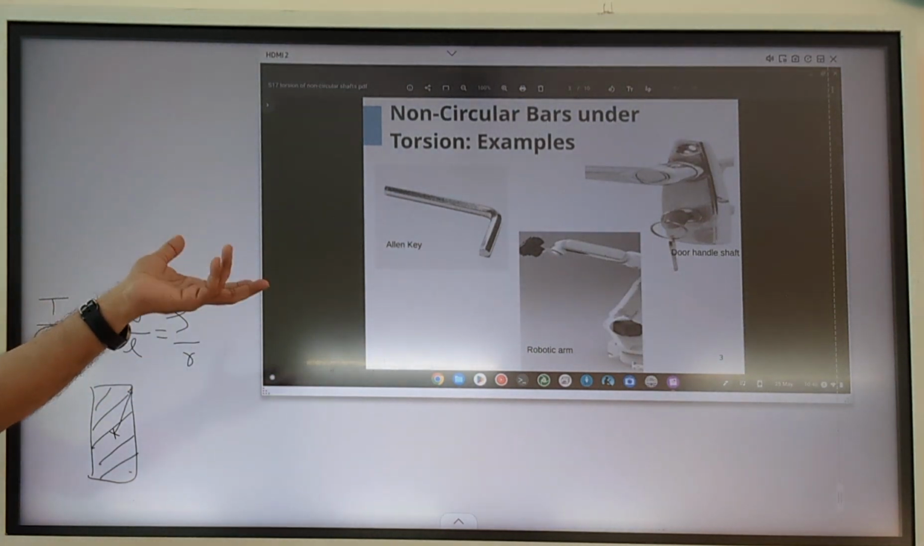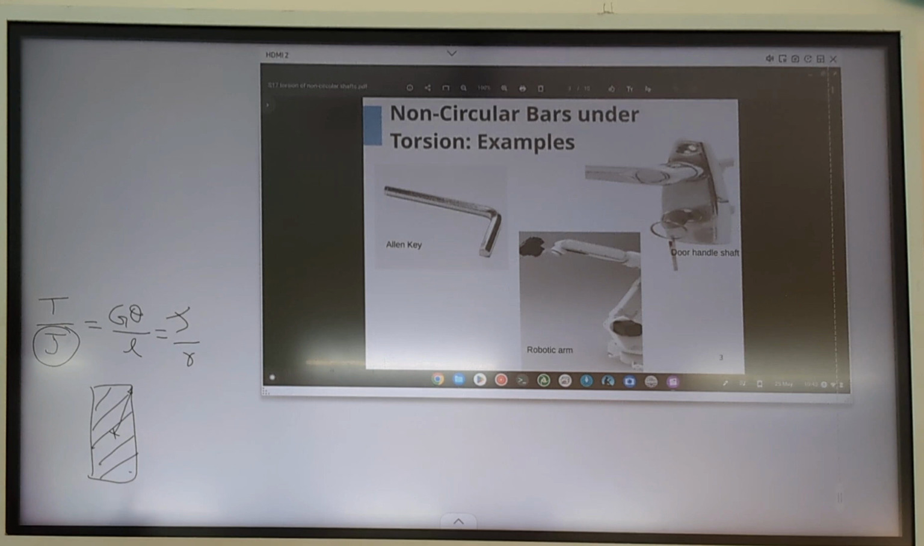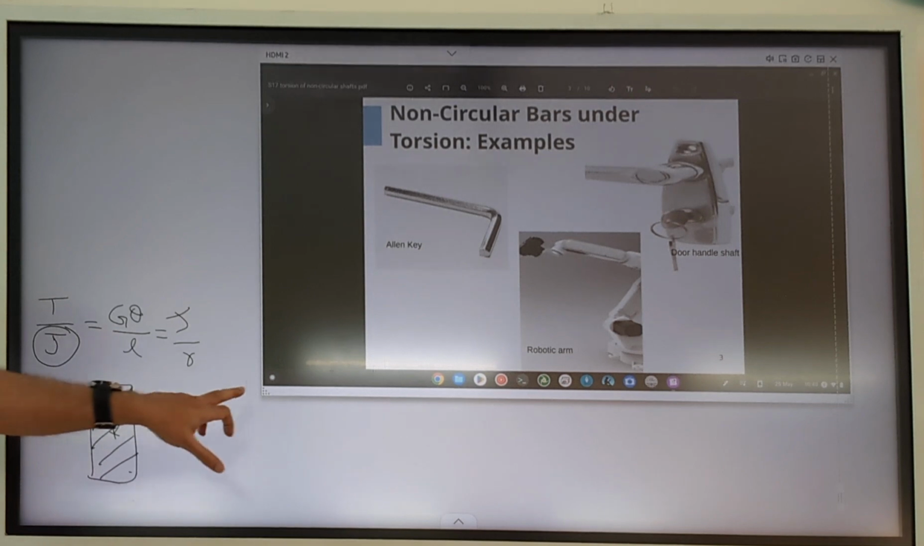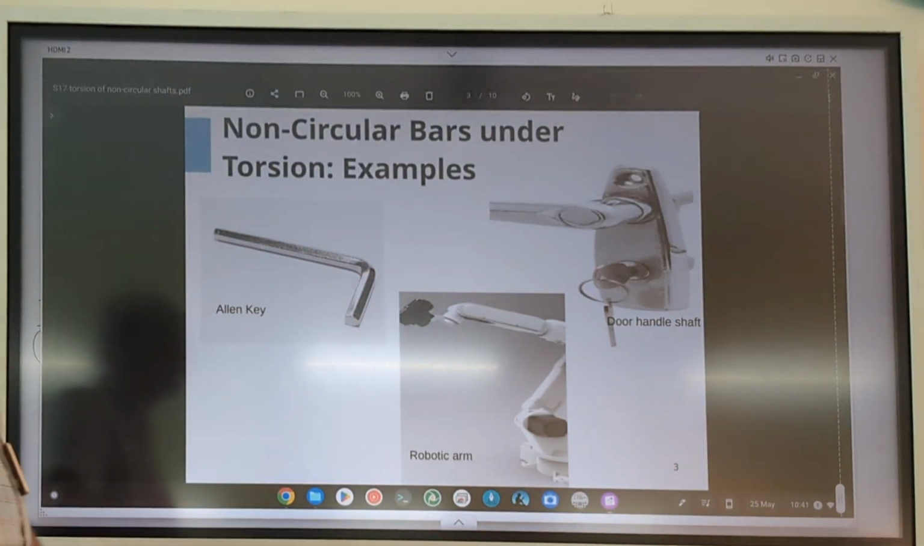Before we go into why the non-circular cross sections require a different treatment, we'll understand through a small video what is the main difference between twisting a circular cross section and twisting a non-circular cross section. So we'll see one small video which will illustrate this.